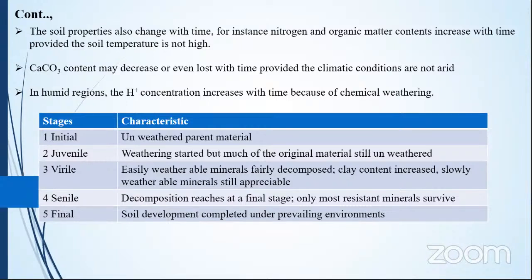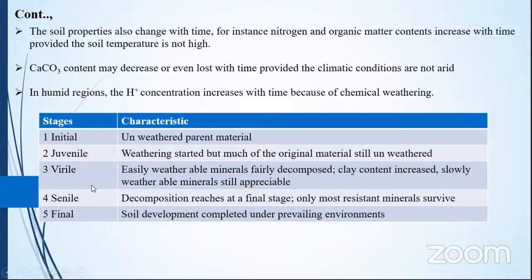And coming to the final stage, soil development is complete under the prevailing environmental conditions. In a particular environmental condition, the final stage means the soil was completely developed due to the different soil forming factors. This is called final. Remember these terminologies, they may ask any question. They may simply give this word: decomposition is just the final stage.